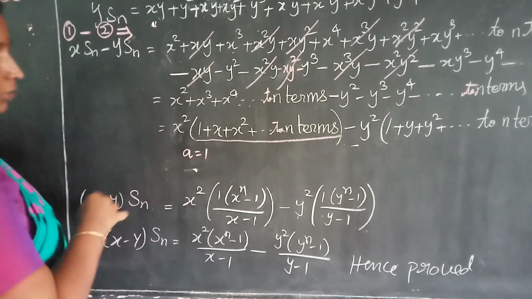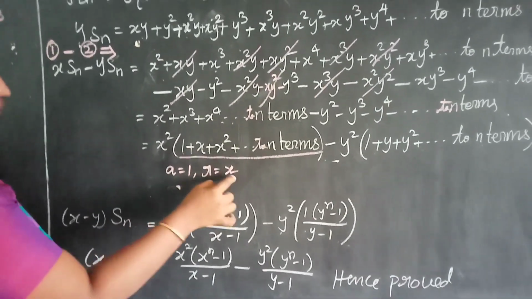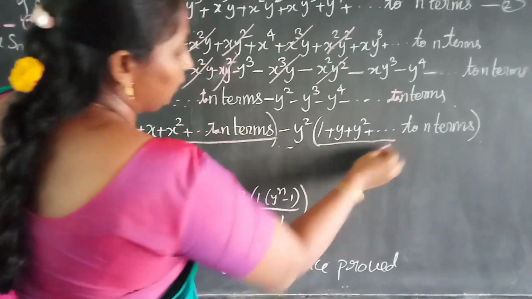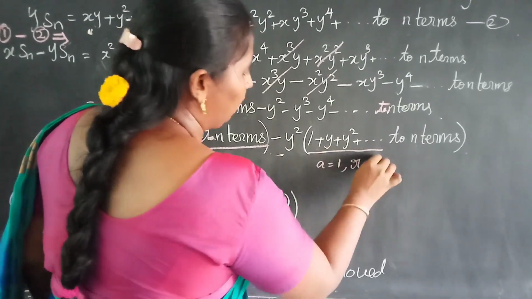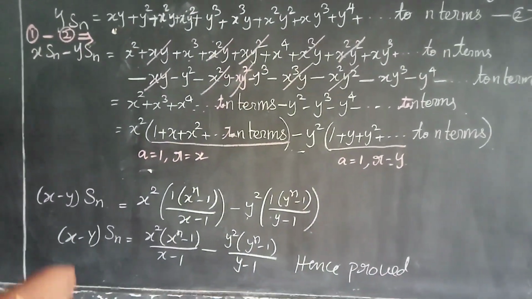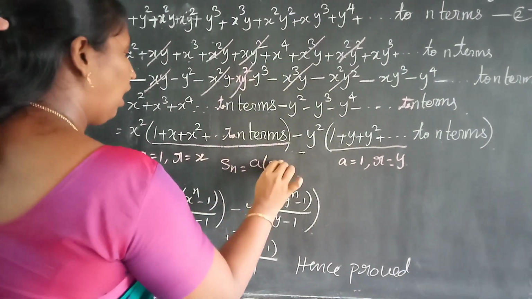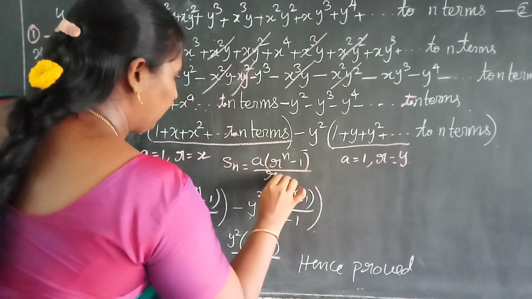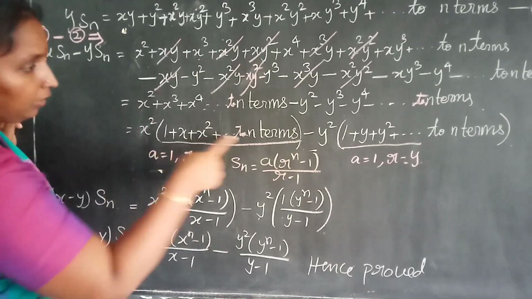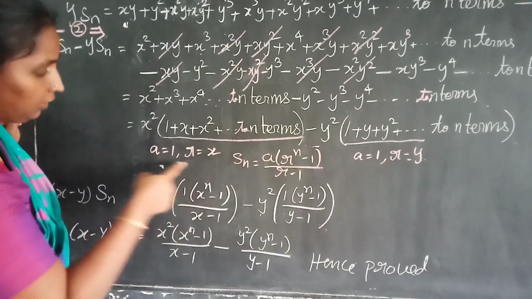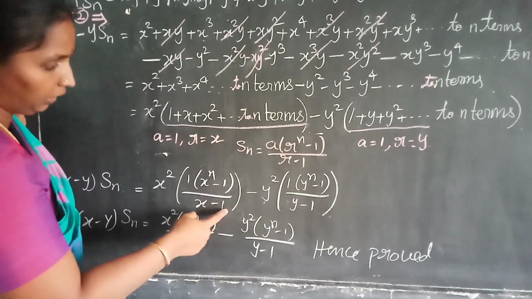A, the first term, is 1 and the R value is T2 by T1, that is x by 1, you will get x. So this is also in GP. Here A is 1 and R is y by 1, which is nothing but y. Okay, now apply this Sn formula. Sn equals A into R power n minus 1 by R minus 1. So applying this, x square is there, right? x square as it is. Instead of this, apply the formula. A is 1, R is x, so x power n minus 1 by x minus 1.